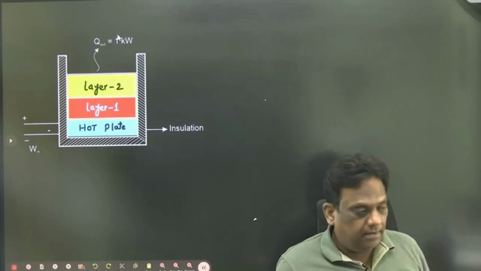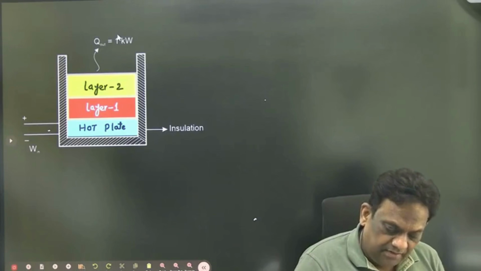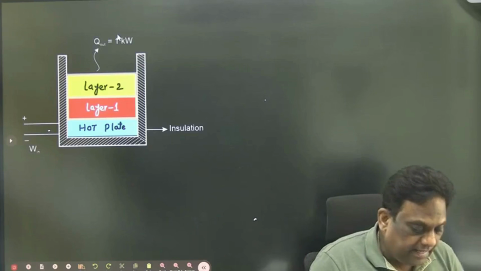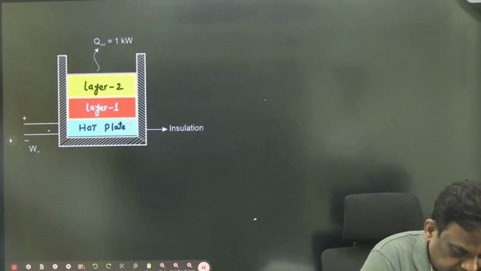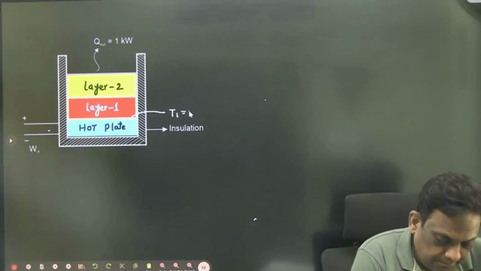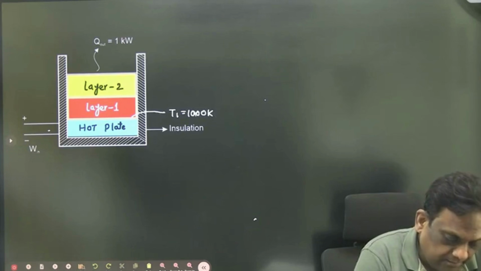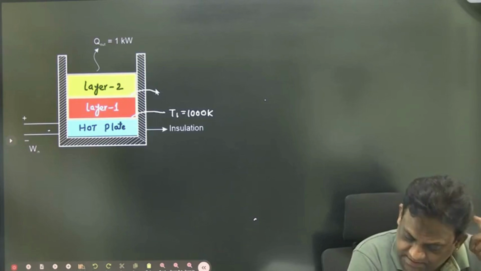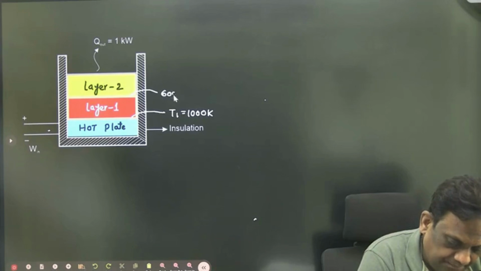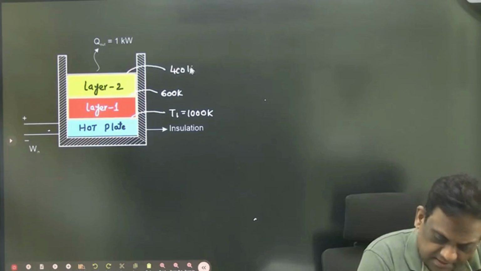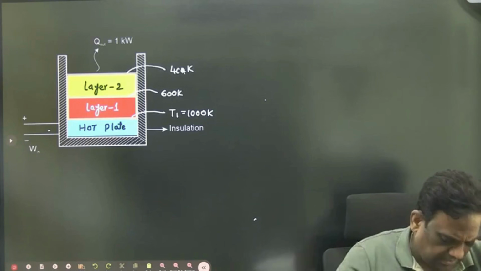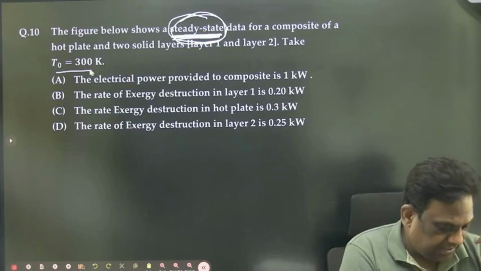But in the figure, some data is missing. I will supply the data. The data is this temperature. Look, this temperature, this one, is given as 1000 Kelvin. This is given as 600 Kelvin. And this is given as 400 Kelvin. And what is the surrounding temperature given? The surrounding temperature is 300.